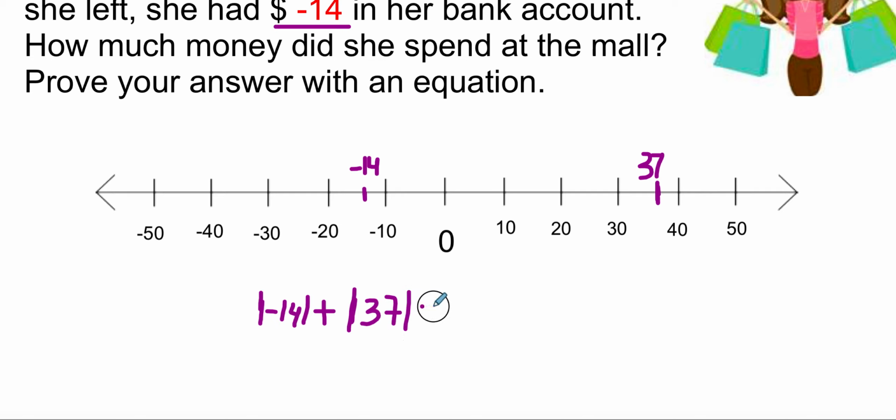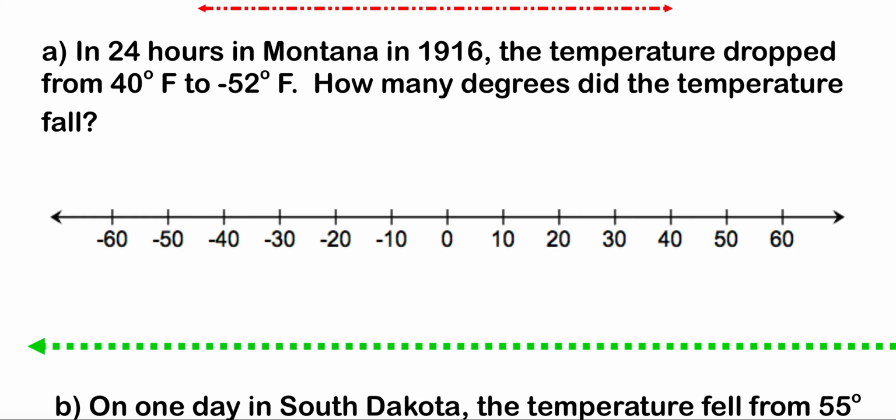This is equal to, now what do you know about the absolute value of negative 14? You already know this. And what do you know about the absolute value of 37? This is the way you're going to figure out how much money she spent at the mall. I'm going to let you answer the question. I'm not going to give you everything ready. Try it on your own a little bit.